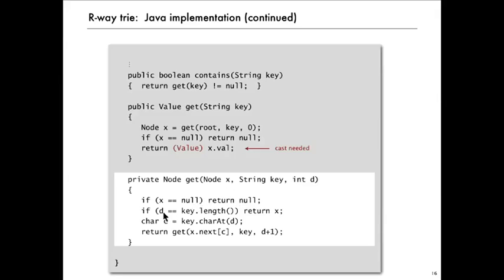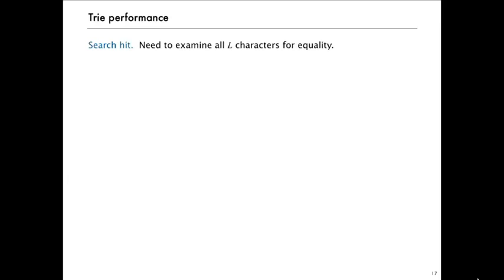If we're at the last character in the key, we return our current node. Otherwise, we get that dth character and we use that to index into the next array of the current node and recursively call the get routine for that node, moving one down the tree and incrementing our key pointer by one. Extremely simple recursive code to do the trie implementation.